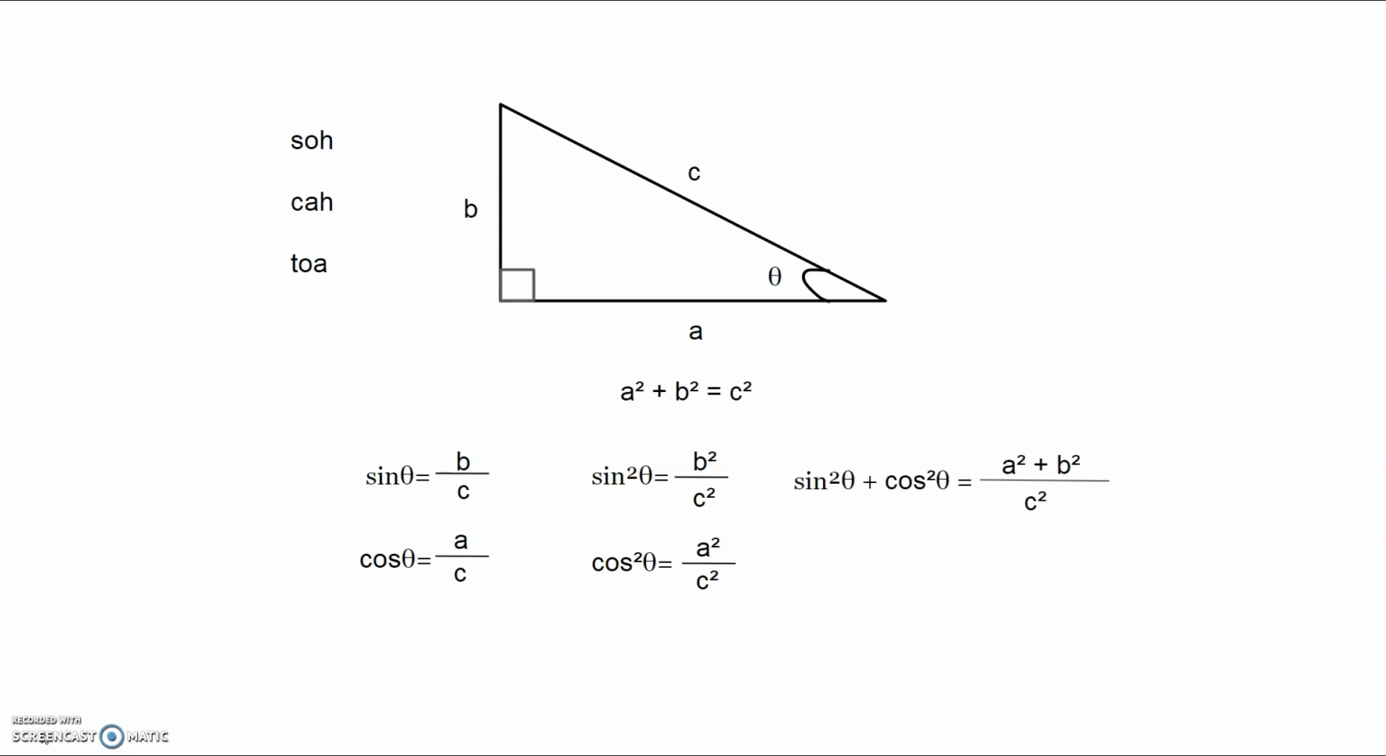If we add sine squared theta and cosine squared theta, we would have a squared plus b squared over c squared. Because of the Pythagorean theorem, we know that a squared plus b squared equals c squared, so a squared plus b squared over c squared equals c squared over c squared. Thus, we see a trig identity that sine squared theta plus cosine squared theta equals 1.